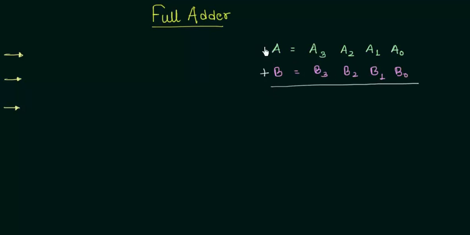But in case of full adder, you can see that I have written a number A which is having 4 bits, A0, A1, A2 and A3, whereas B is also having 4 bits, B0, B1, B2 and B3. So it clearly means that it is used to add two numbers which are having more than single bits. So let me write it down for you.